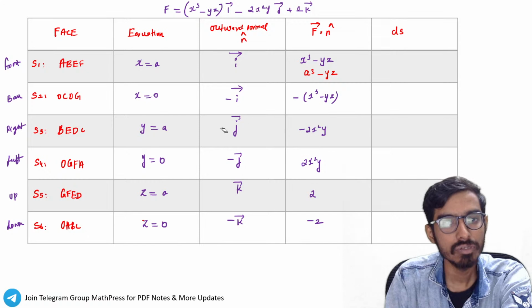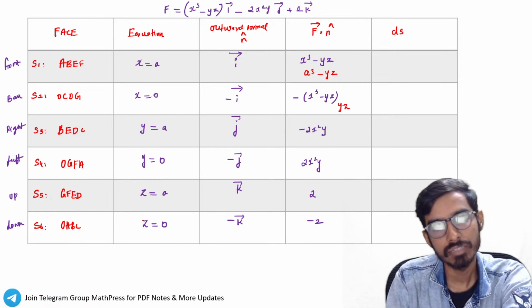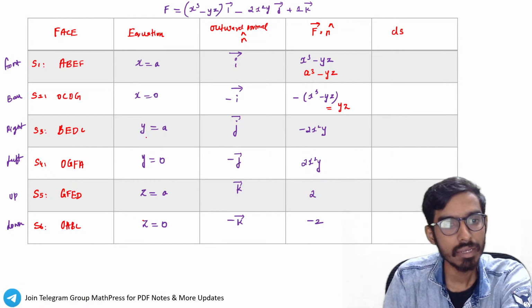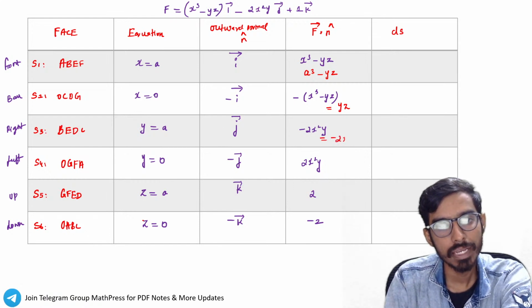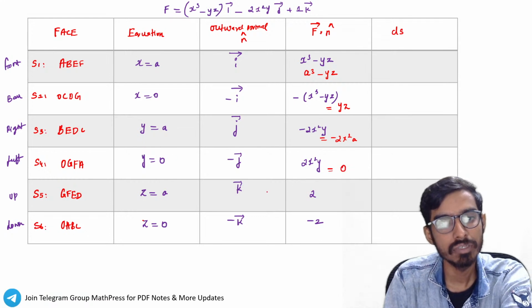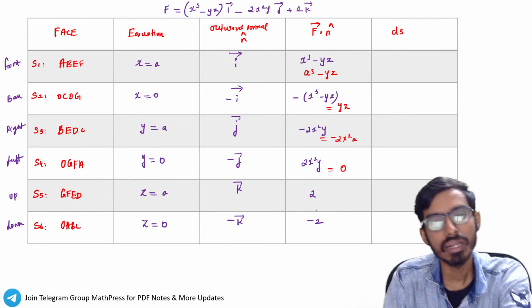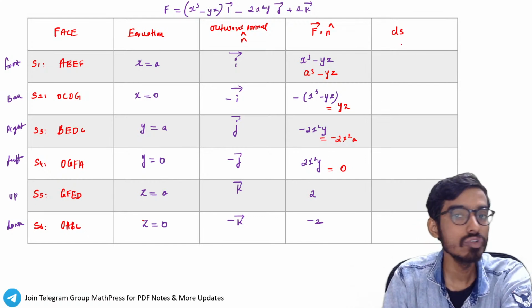Here x is 0, so it will be plus yz, and here y is a, so we will have minus 2x square a, and here y is 0, so this will be 0. These two are constants, no problem. Now how to choose ds?